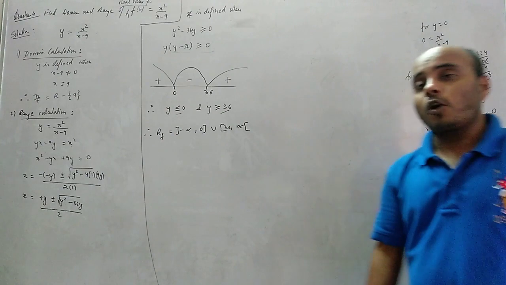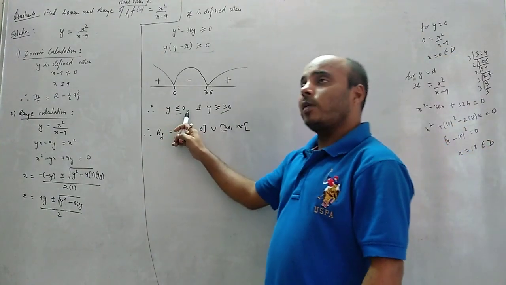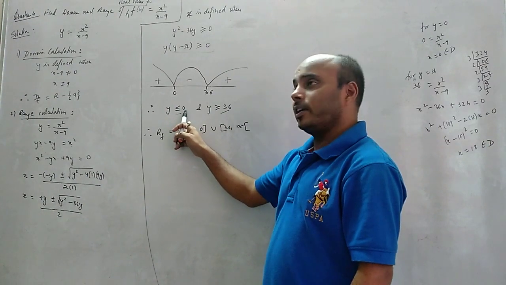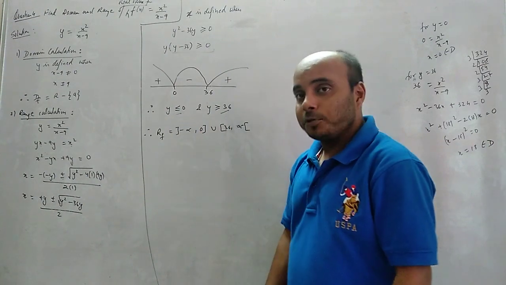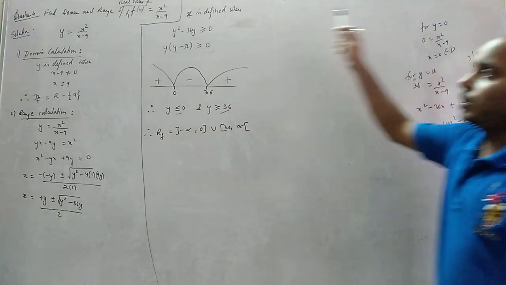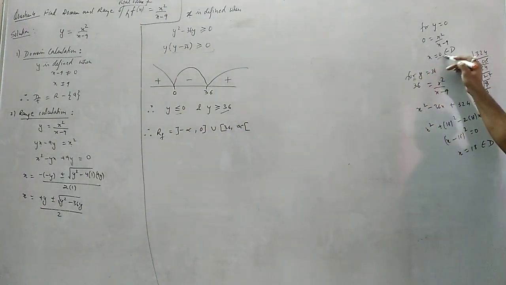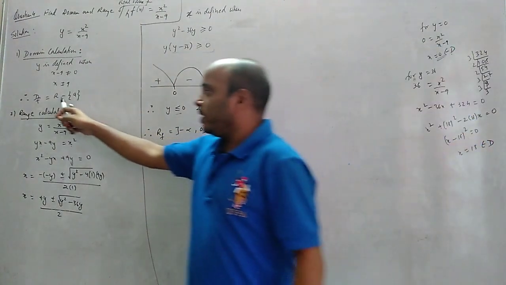Now I told you, whenever we talk about range, we need to cross check one thing. So greater than equals to 36 तो आ गया, less than equals to 0 तो आ गया. क्या 0 होगा? That we need to check. So 0 होगा कि नहीं check करते हैं. तो for y equals to 0, substitute करो यहाँ पे. So what do we get? x equals to 0. क्या 0 डोमेन के अंदर है?